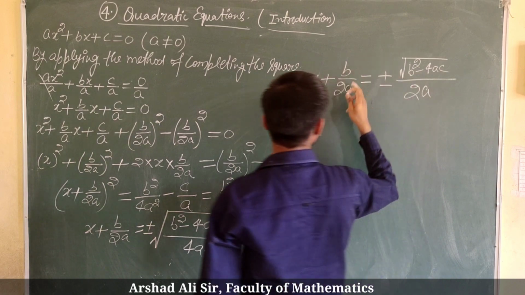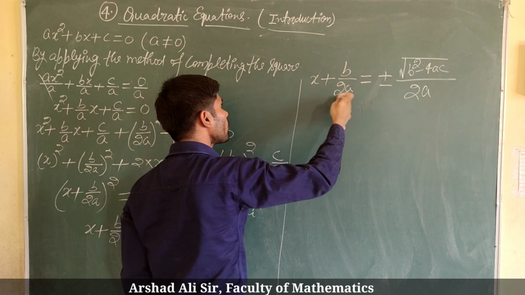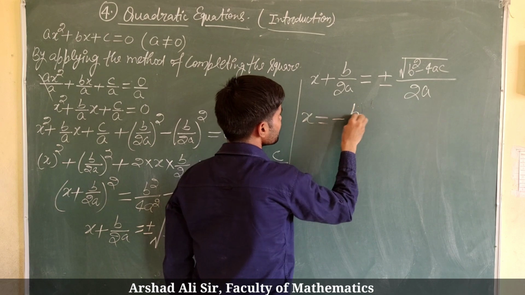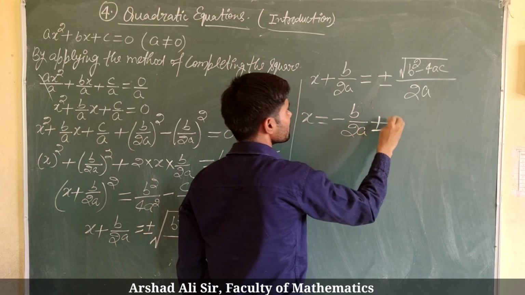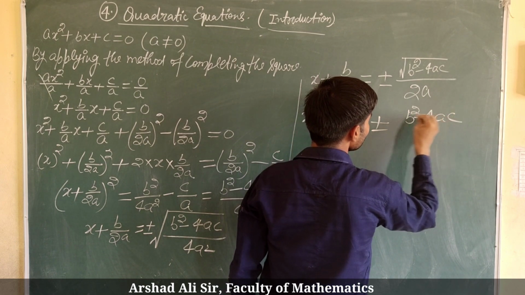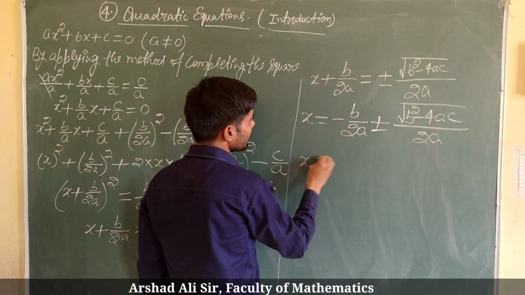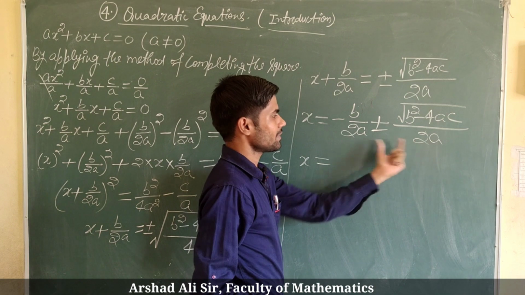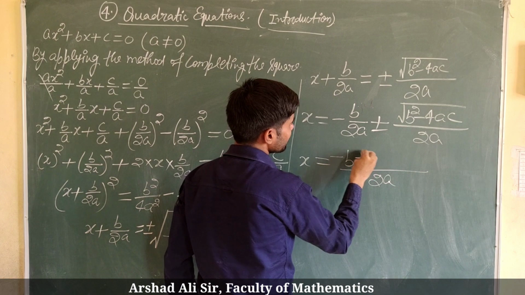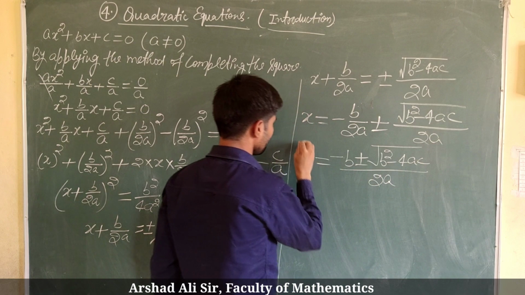Now b upon 2a is positive on the left side, and this b upon 2a will be negative on the right side, meaning x is equal to minus b upon 2a plus minus, this term will be the same, square root of b square minus 4ac upon 2a. Now we can take the LCM. The denominator is the same, so 2a will be the LCM. Now we can write minus b plus minus square root of b square minus 4ac.